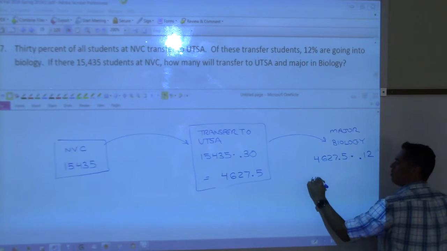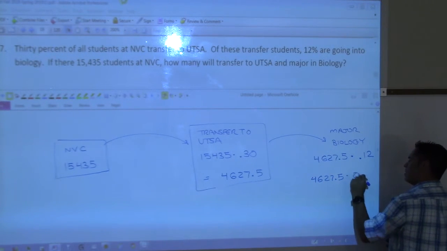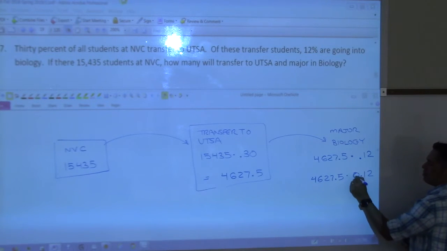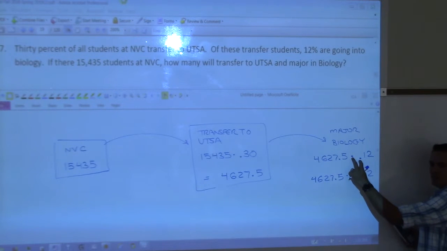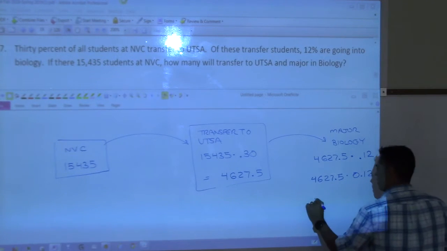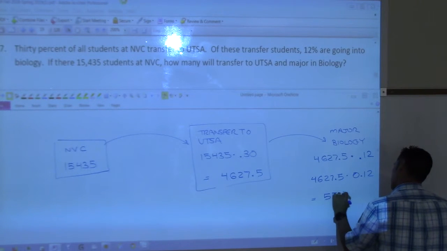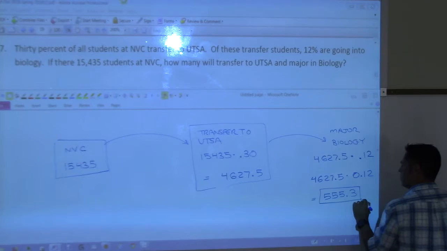But if you write 4,627.5 times 0.12, that zero creates a buffer between this dot and this dot so that it doesn't look strange. All right, so I do that number times 0.12, and I get 555.3.